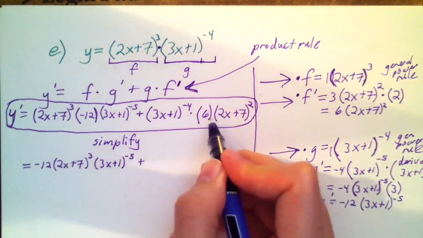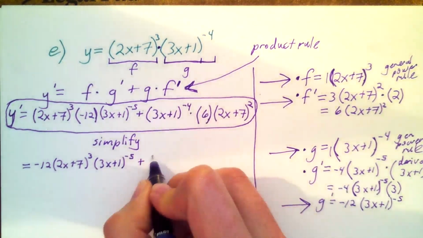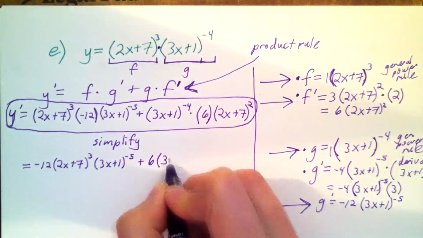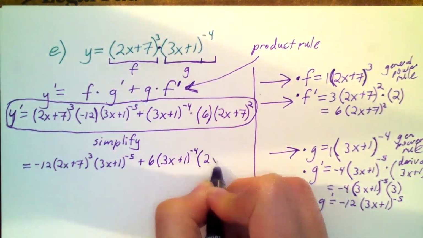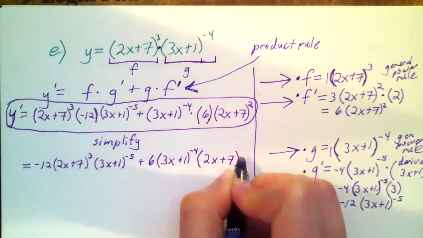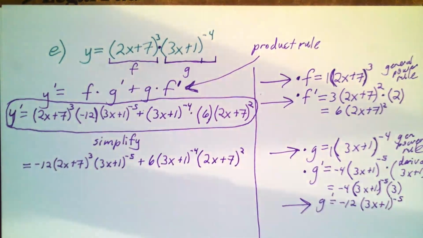plus, same goes for the 6. It's kind of hanging out by itself. I'm going to move it to the front where this becomes 6 times 3x plus 1 to the minus 4 times 2x plus 7 squared. Now this is my derivative. This is y prime, right?